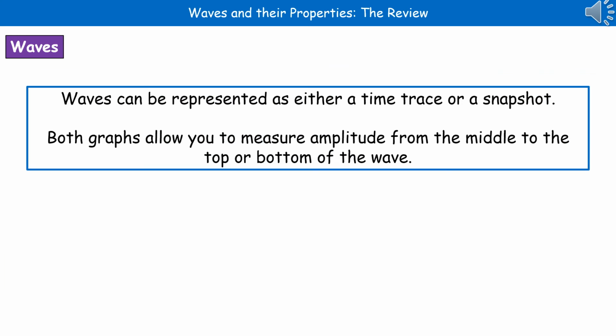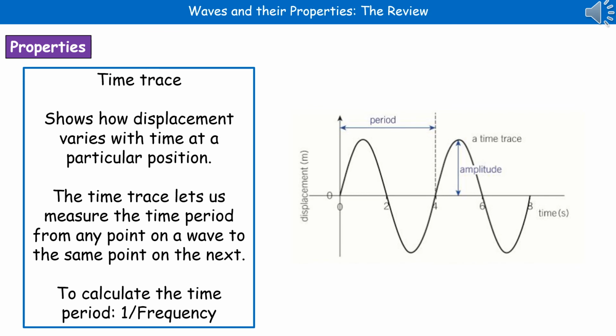When we're looking at our waves, we can represent them in one of 2 ways, either as a time trace or a snapshot. Both of these graphs will allow us to measure amplitude from the middle to the top or bottom of the wave. But the time trace is going to show something different. This one has displacement on our y-axis and time on our x-axis. So this shows how displacement varies with time at any given position. What we can do here is measure the time period from any point on a wave to the same point on the next. If we're asked to calculate the time period, you could also do that as 1 divided by the frequency of the wave.